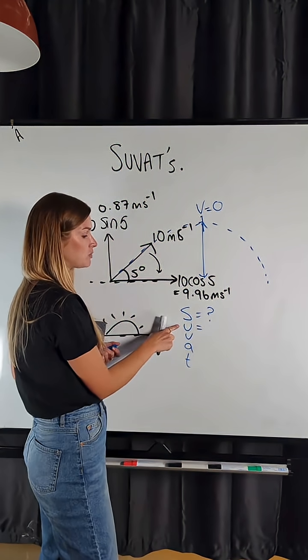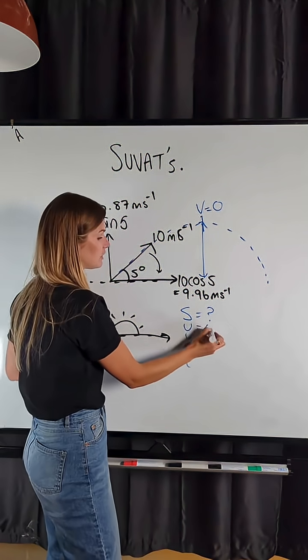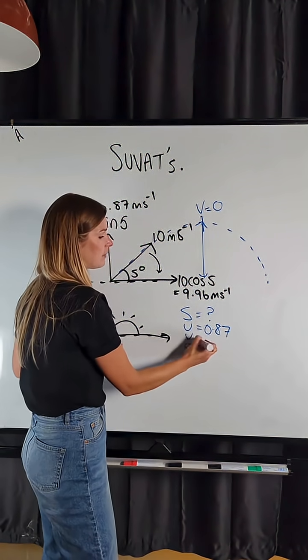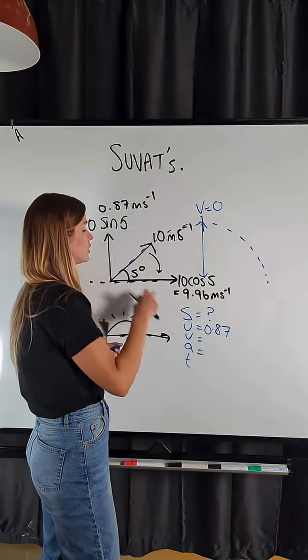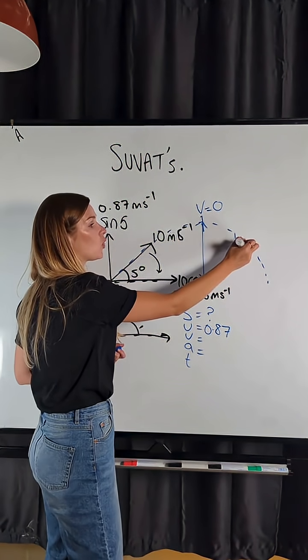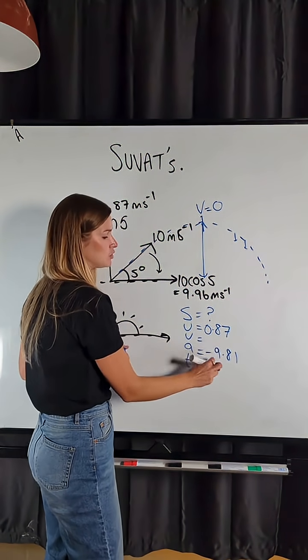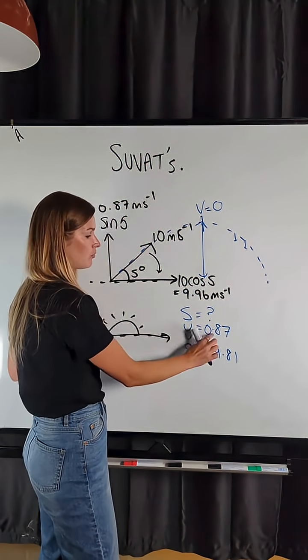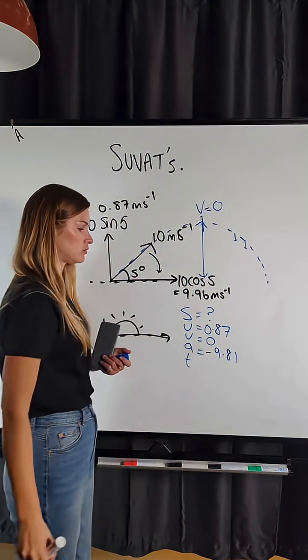U is my initial speed, so my initial vertical speed was my 0.87. My acceleration due to gravity, acceleration is always pulling things down. No matter where this ball or this object is in its motion, gravity is always pulling it down. Okay, so that acceleration due to gravity is negative 9.81. I'm using negative because I'm taking down as negative, positive for anything going up. And at maximum height, that vertical speed is 0.